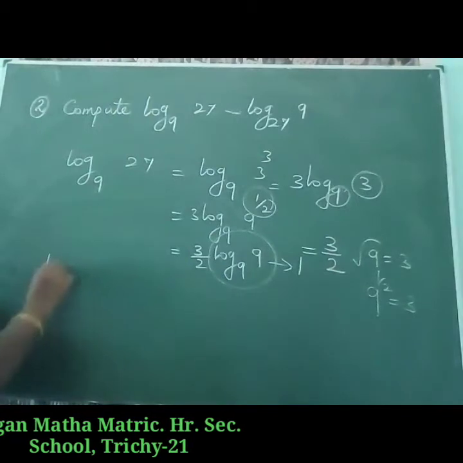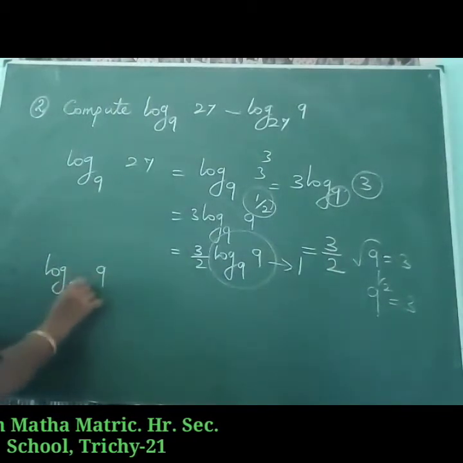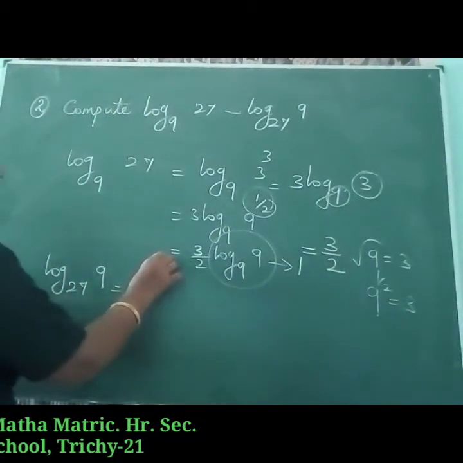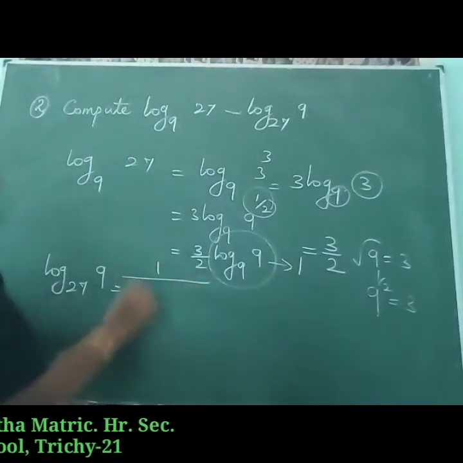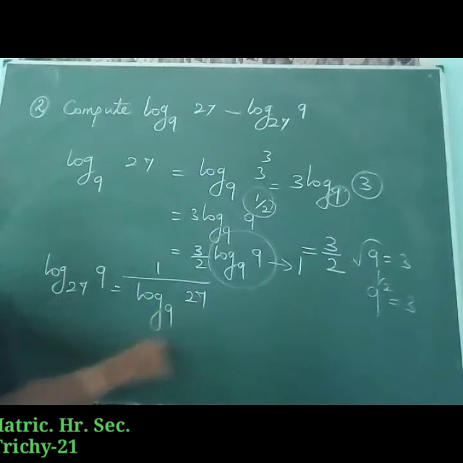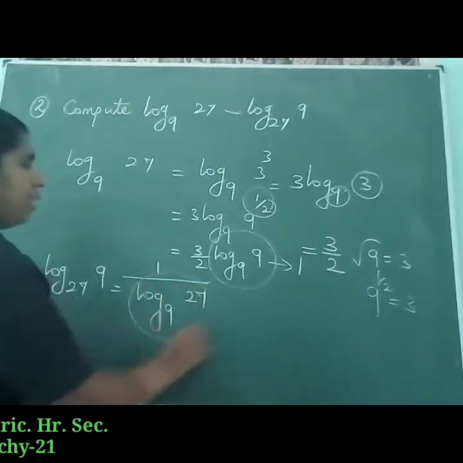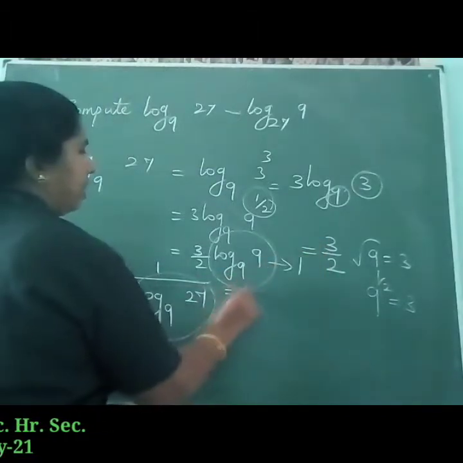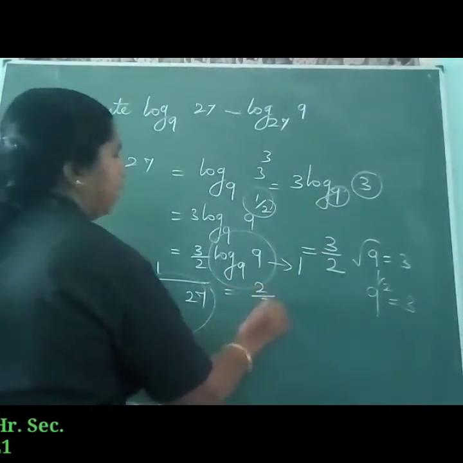Second one is log 9 to the base 27. This is nothing but the change of base rule, means 1 divided by log of 27 to the base 9. Already we got this value as 3 by 2. So this is equal to 2 by 3.